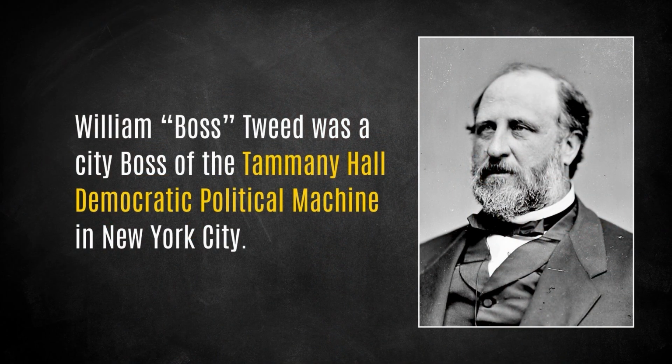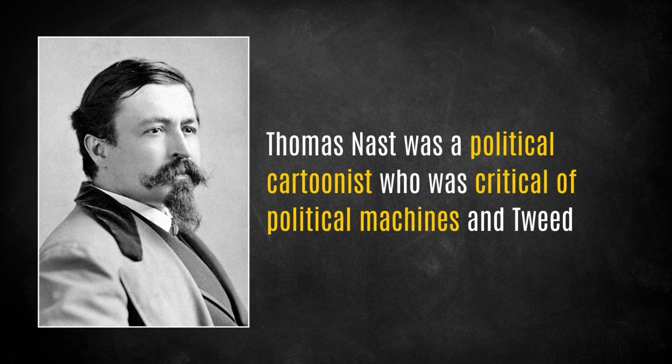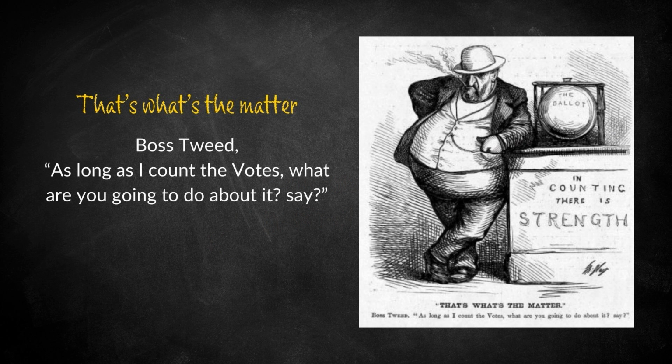One of the most famous is a man named William Boss Tweed, who ran Tammany Hall, which was a Democratic Party political machine of New York City. There's a great Drunk History episode on this, which if you ever want to check that out. But he was basically a corrupt, rich politician that a political cartoonist, a guy named Thomas Nast, said, I'm gonna take this guy down. And what he did was he started making cartoons to show Boss Tweed looking like a corrupt, terrible person.